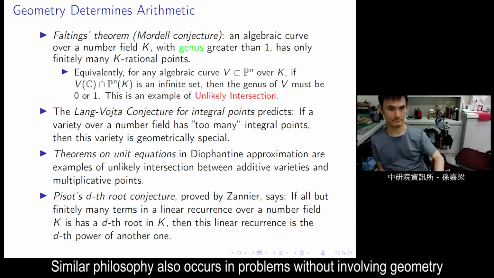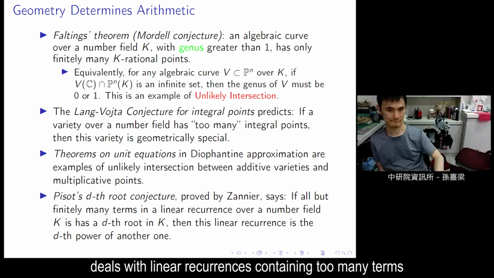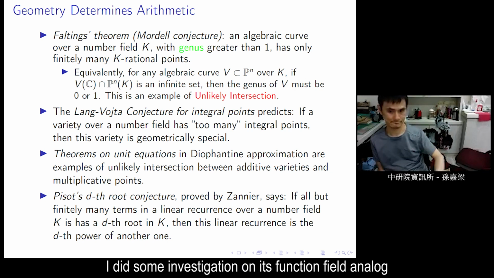A similar philosophy also occurs in problems without involving geometry. For instance, Pisot's d-th root conjecture, proved by Zannier, deals with linear recurrences containing too many terms which are d-th powers in a number field. With my co-authors, I did some investigation on its function field analog.